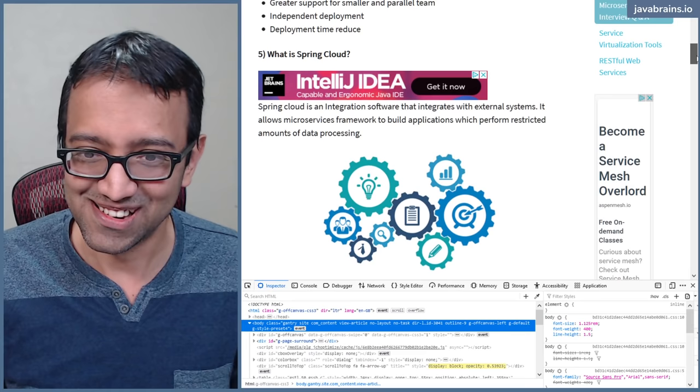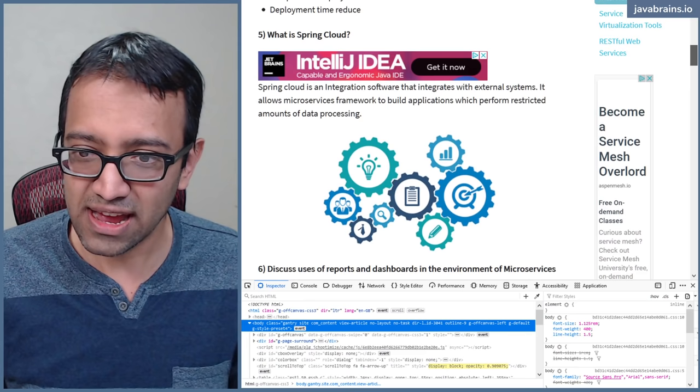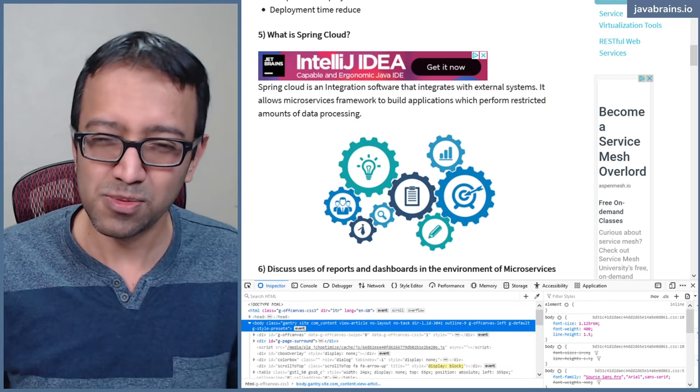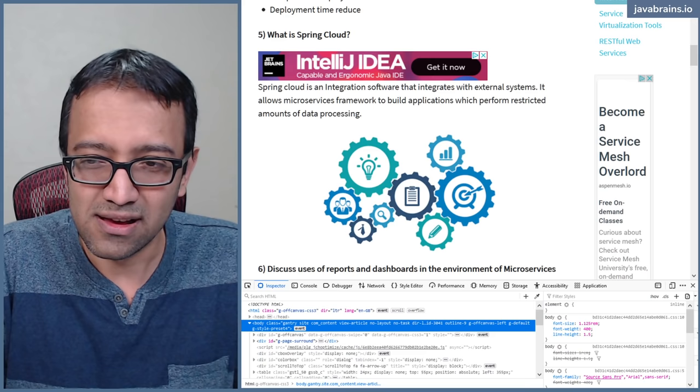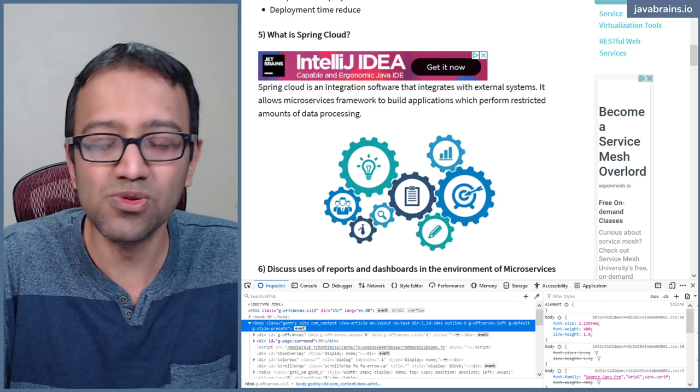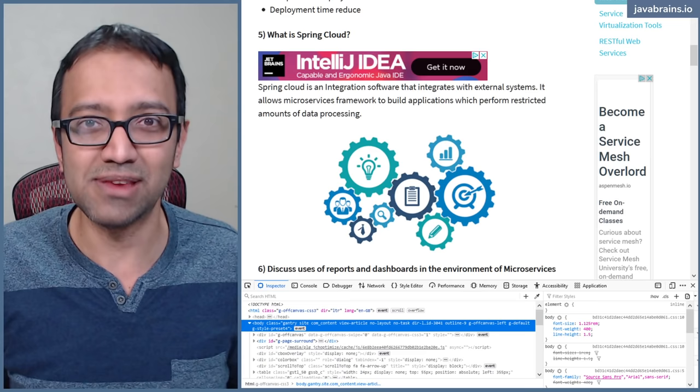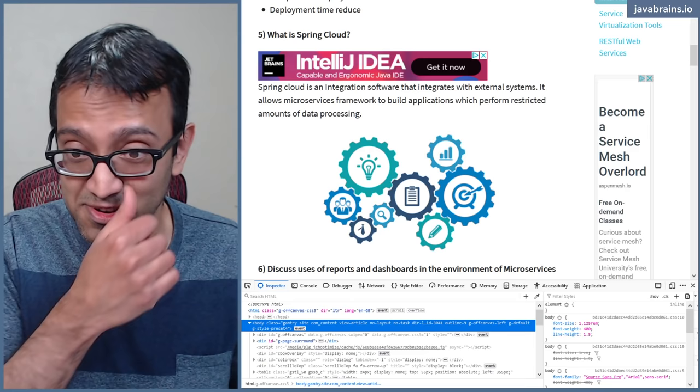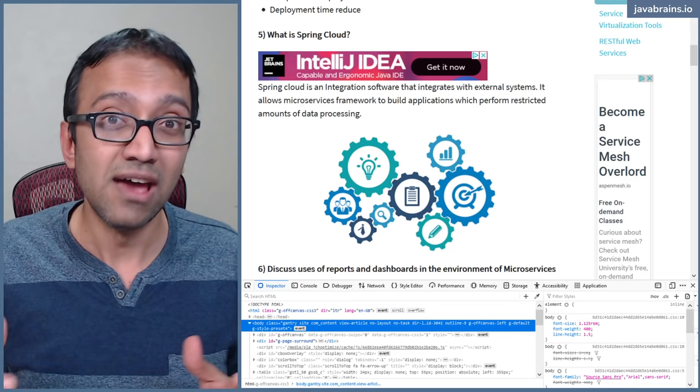I'm surprised. Okay, discuss uses of reports and dashboards in the environment of microservices. I don't know if they mean monitoring of microservices. You do need to monitor your microservices when you have so many of them running at the same time. You need to make sure they're all running fine and not consuming a lot of resources. If something runs out of memory, you need to know that. So you need a robust monitoring solution and an alerting solution so that your support team knows when some instance goes down.